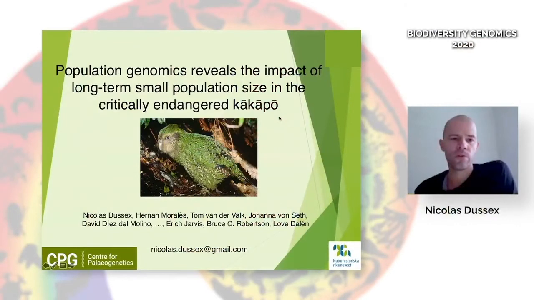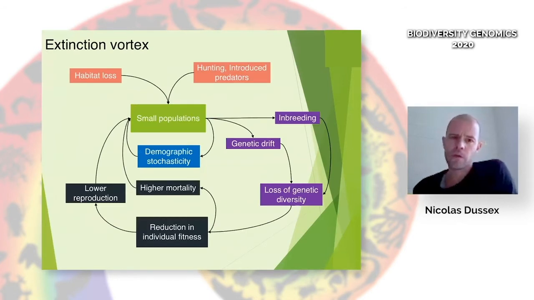Hi everyone, so today I'm going to talk about the genome-wide consequences of population decline in kakapo. Small populations are exposed to a range of threats. On one hand, we have external threats, such as habitat loss or overhunting. On the other hand, we have internal threats, which include demographic processes and genetic processes, such as inbreeding, genetic drift, and loss of genetic diversity.